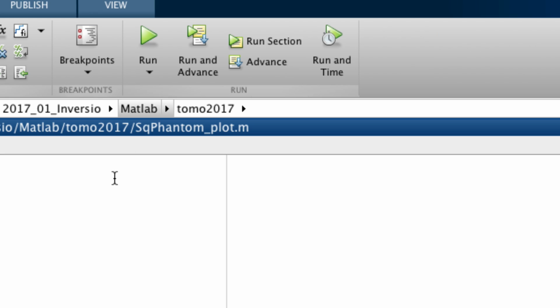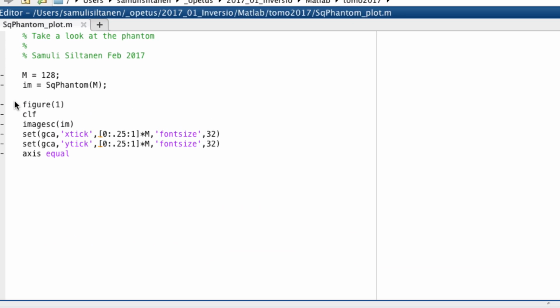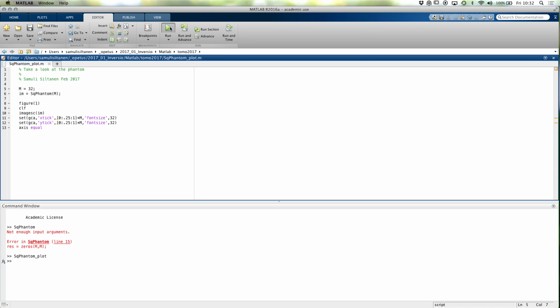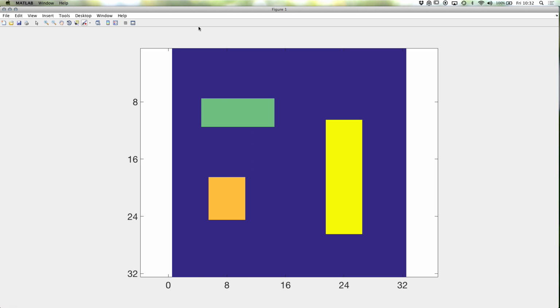So first of all, let's recall what our square phantom is. Let's just open this one and recall this. We built it previously in the course, and we did it in a way that we can look at the phantom with different discretizations. So the phantom has size m times m. If we take 32 and run this, we see a phantom like this.